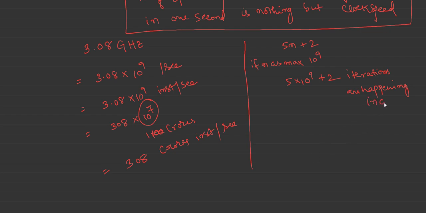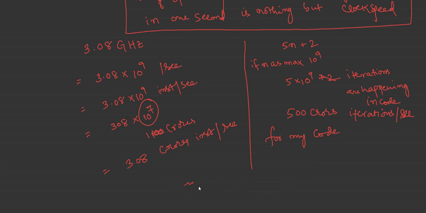Now 5 into 10 power 9 plus 2. Plus 2 we can neglect. So 10 power 9 is nothing but 100 crores, which means 500 crores of instructions are iterations. Let me change it: 500 crores of iterations are being generated for my program, for the code which I have written for the counting devices, right?